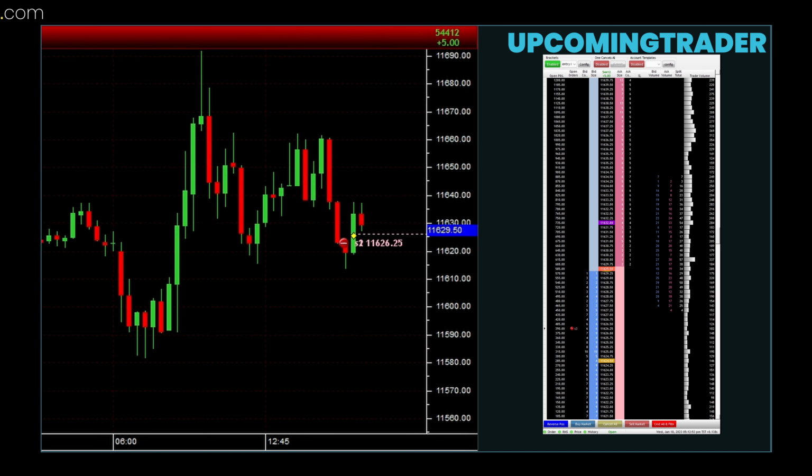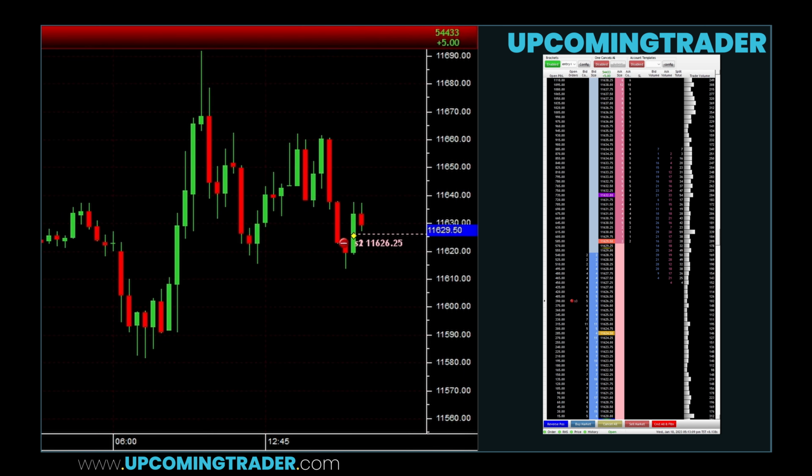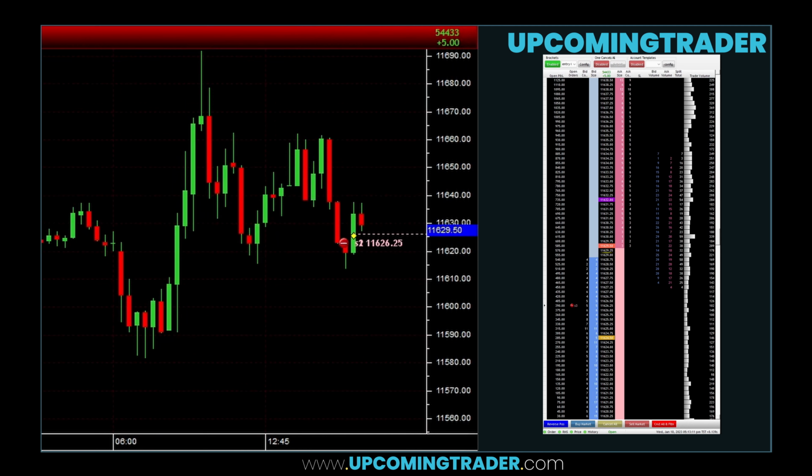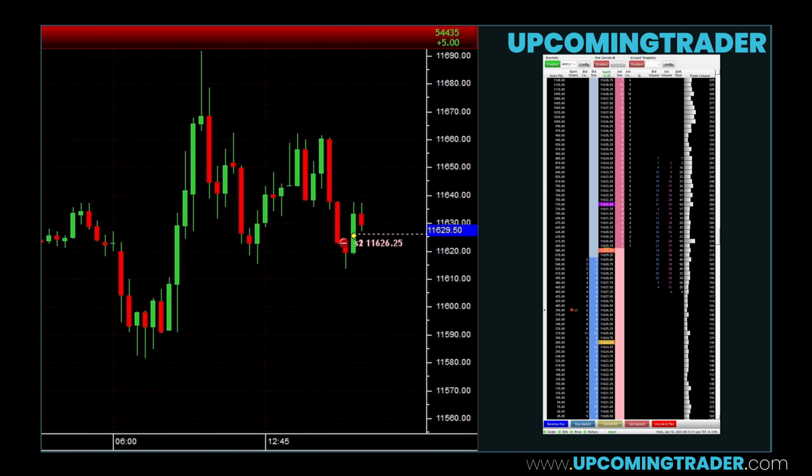Now, there are also some common mistakes that traders make with the TPO strategy. The first mistake is overreacting to every small move. Just because price pokes outside the value area does not mean it is a significant event. Be patient and wait for confirmation before making your move. This will save you from many false starts.